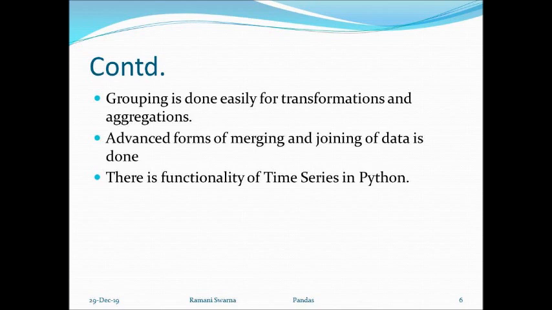So these are some of them. Then there are a few more, like grouping is done easily for transformations. Now we will see when we are working on certain data, how to convert it from, let's say, an image to a moving image, or from sound to a visible one. So certain transformations are present, and they are very unique and very useful. So we will see even those things. Advanced forms of merging and joining of data are done here again, and it is not a very simple one.